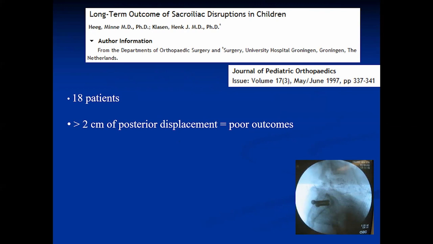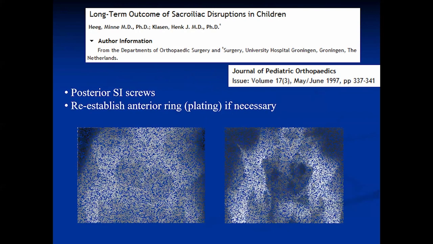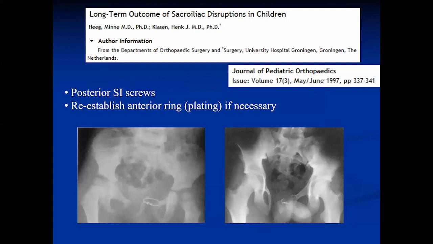This was a study that looked at 18 pediatric patients. We found that if you had more than 2 centimeters of posterior displacement, you had poor SI joint remodeling, because the anterior ring remodels but the SI joint won't. You can get leg length discrepancies, neurologic deficits, as well as low back pain. So if we look at long-term outcomes of SI disruptions in children, you want to do posterior SI screws and reestablish the anterior ring by plating if necessary.